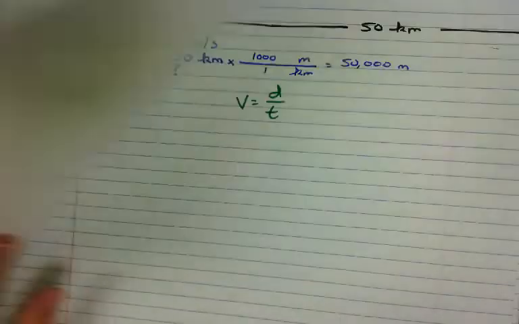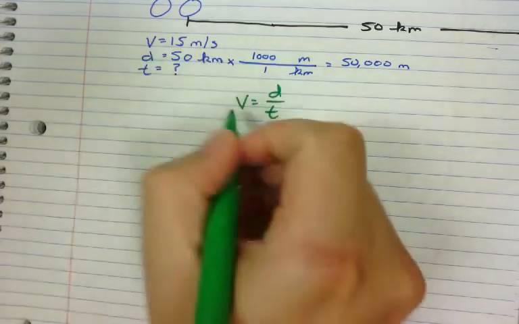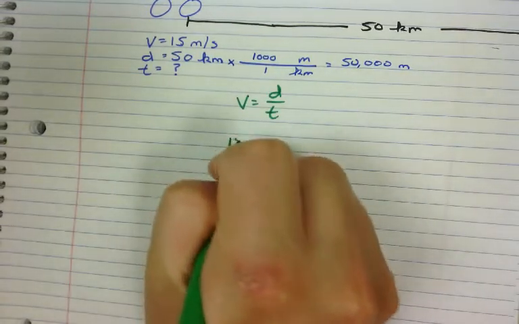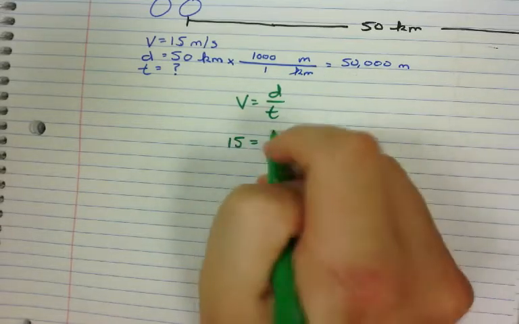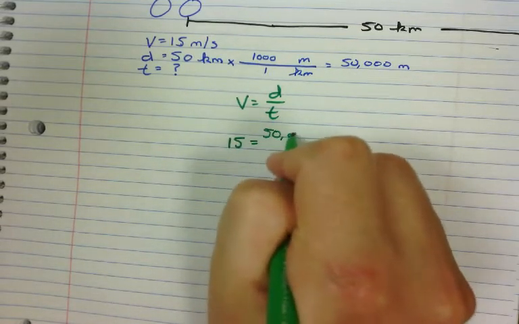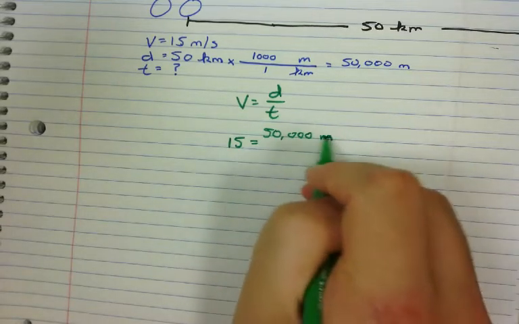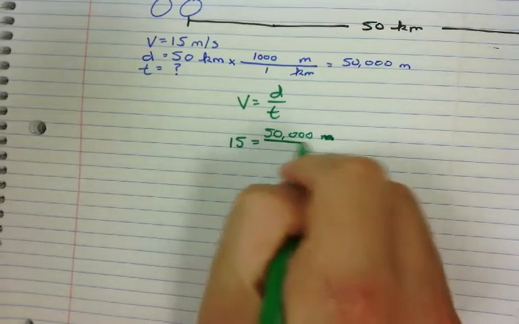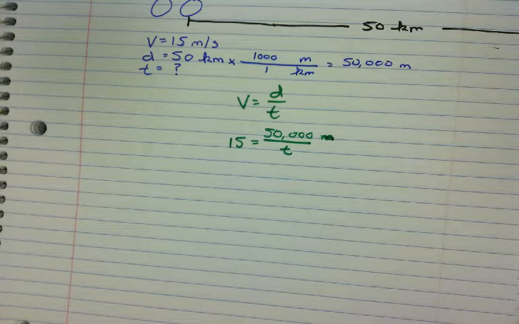Step 4 is plug and chug. That means I'm going to plug in the numbers where they go. So the 15 goes here where the velocity goes. The distance in meters is going to go on the top, so the 50,000 meters is going to go on the top. And the time, I don't have to put the units. The time, if I don't know it, I'm going to leave it as a symbol. Right, so I'm going to leave it as t, because that's the number I'm solving for.